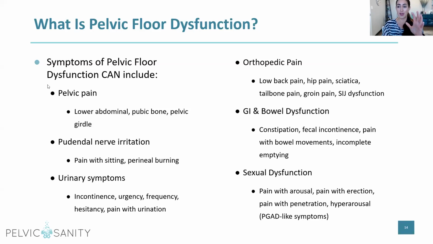Urinary symptoms: your pelvic floor can cause incontinence, urinary urgency, urinary frequency, hesitancy, pelvic pain, orthopedic pain, low back pain, hip pain, sciatica, tailbone pain, groin pain, SI joint dysfunction. You can kind of see a pattern here, right? I'm sure that many of you guys, and gals on this call, can see some of your other symptoms, other than bladder pain and urinary urgency and frequency, on this list.